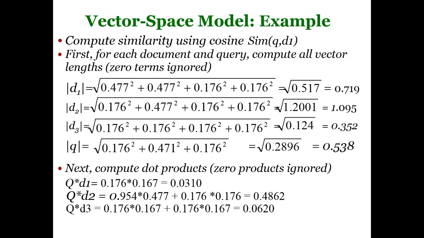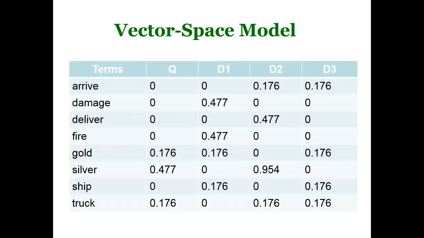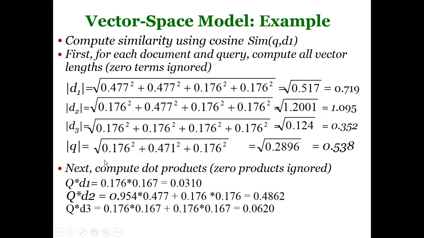If you calculate the length of the query, you will get what? The square root of 0, you can ignore 0, .176 squared plus 0.477 squared plus 0.176 squared. So for the query, just by taking only terms with the numbers, ignoring zeros, you can get the length 0.538. For the document also the same thing.